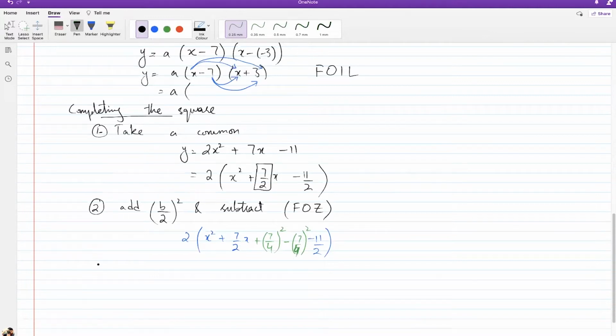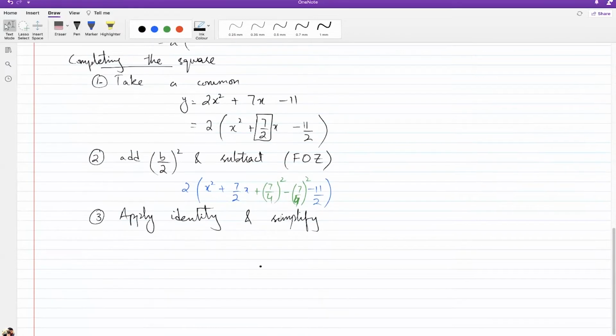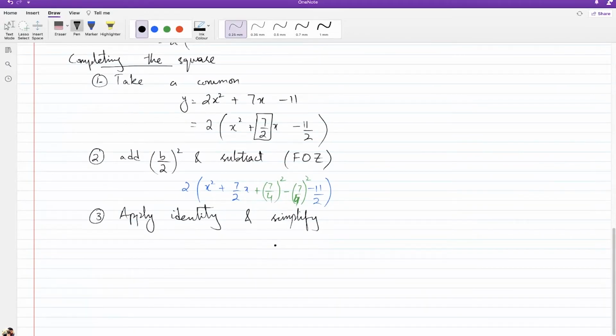the square. Third step is apply the identity and simplify. Remember, you have to apply the identity and simplify, not expand. So when you apply the identity on this, you get 2 times x plus 7 by 4 whole squared. Why is that? Because this is a squared, this is 2ab, this is b squared. The rest of it simply takes care of itself.